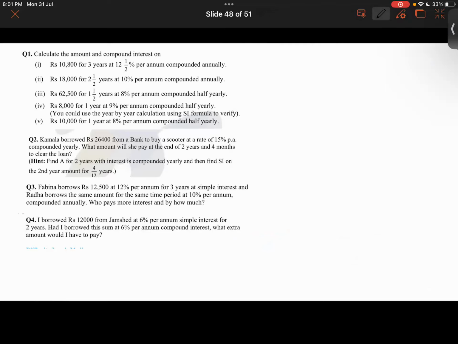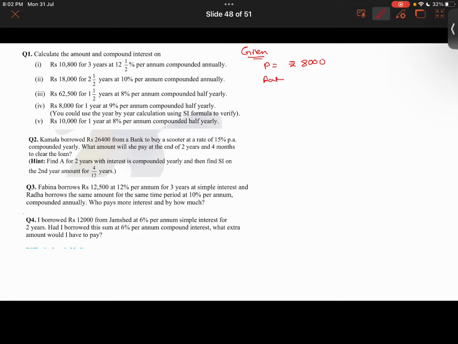The question is that rupees 8,000 for 1 year at 9% per annum compounded half yearly. So here it says that we need to compound it half yearly. Okay, but we know that compound interest is always calculated for one full year now, right? So let's see how we solve this question. First, as usual, we will write whatever is given in the question. Principal is given, it is rupees 8,000, right?